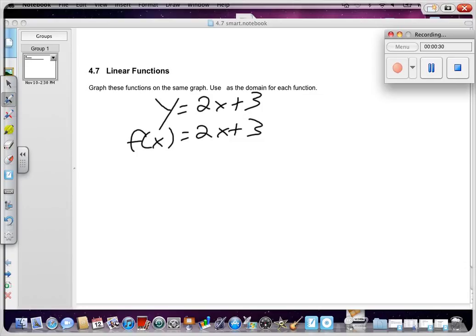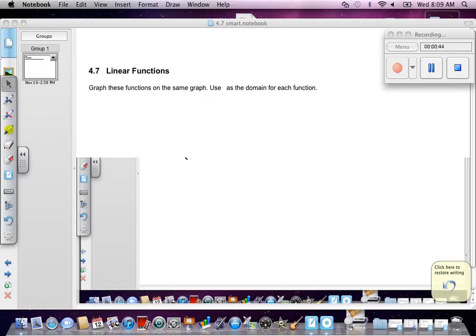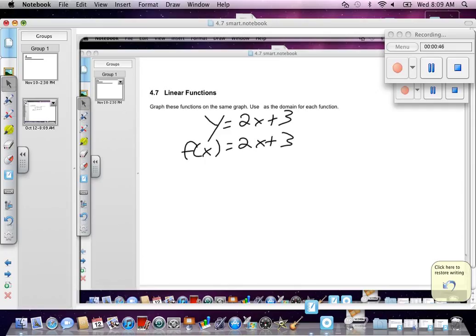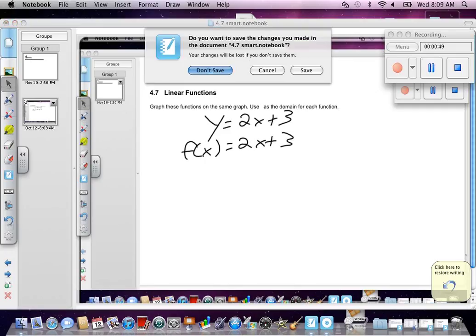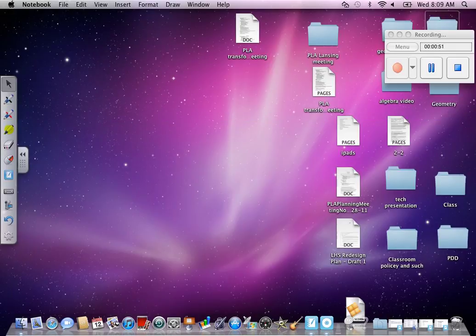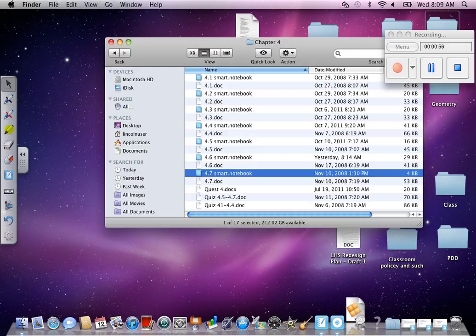So we are going to graph these 4 problems, and we're going to graph some of them where we plug in numbers and make a t-chart, and some of them where you have to figure out what the slope is and what the y-intercept is. So we are going to start that now.